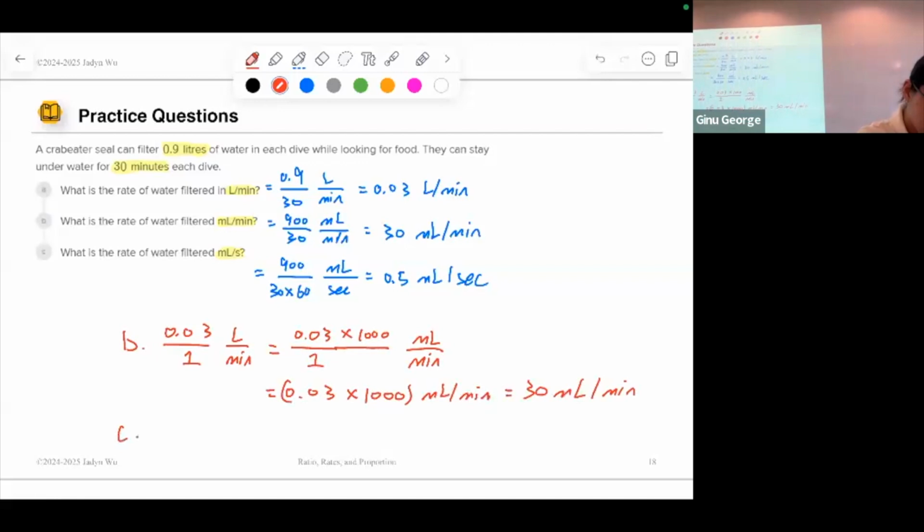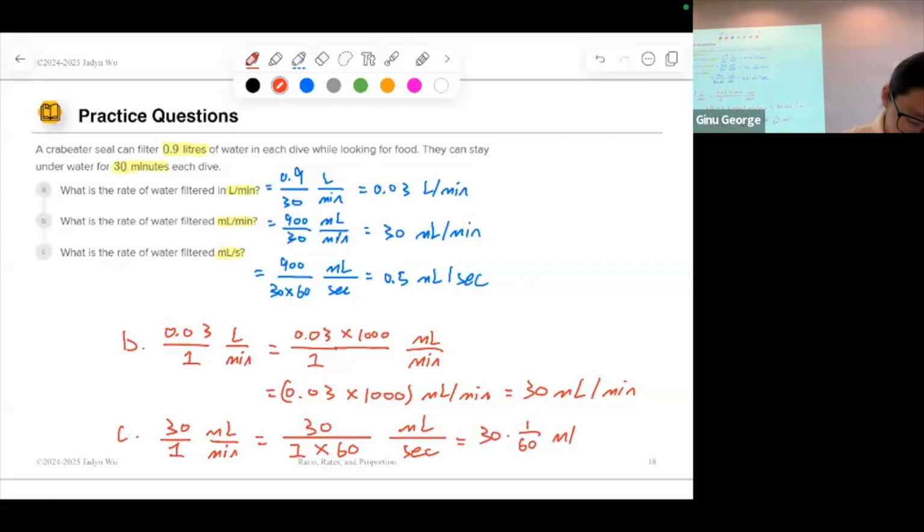And for the last question, I can use this 30 milliliters per minute. So it will be 30 over 1 milliliters per minute. And I want to change the denominator to a second unit and keep the same numerator. So by changing it, what we're doing is multiplying by 1/60. So 30 times 1/60 milliliter per second, and this will just be 0.5 by this calculation as well.